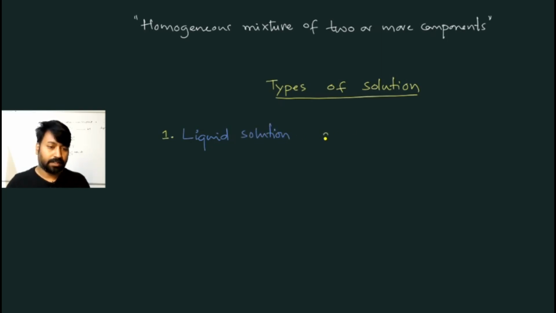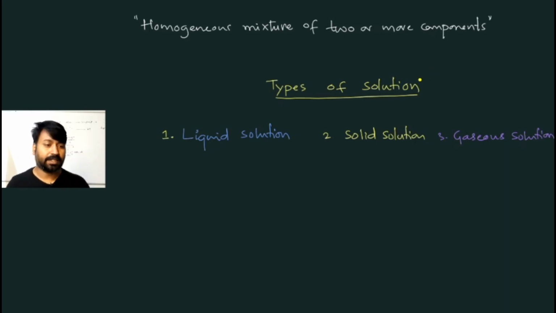And the second one is solid solution. And the third category is, I think you got it, gaseous solution. There are three types of solutions: liquid solution, solid solution, or gaseous solution. On what factor did they decide it?